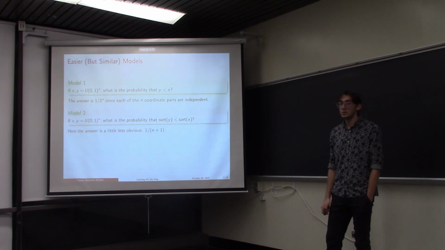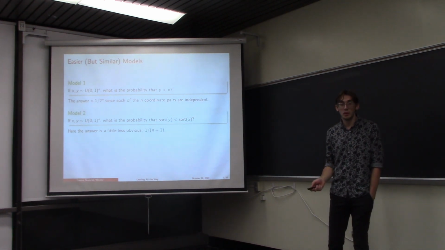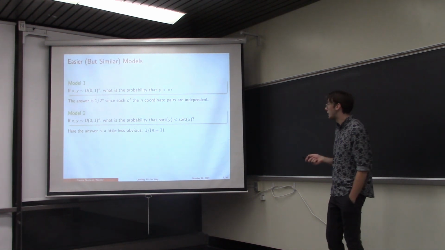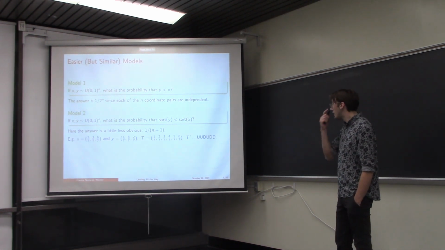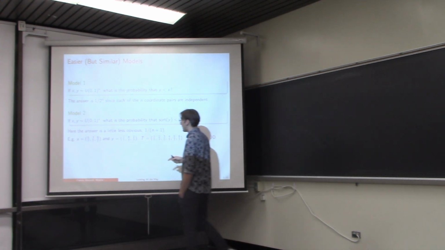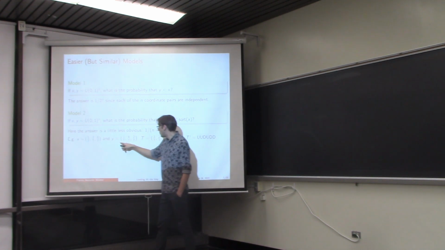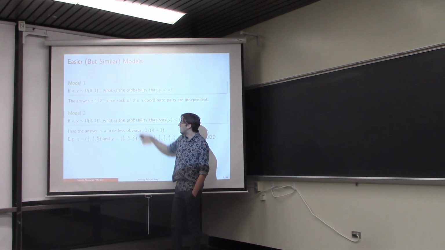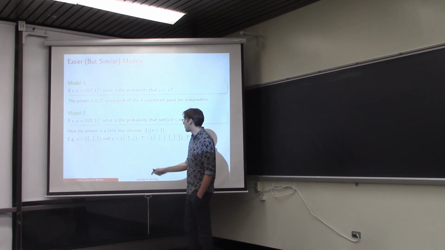Anyway, the answer is 1 over n plus 1, and it's a little bit less obvious why, but it's going to use the things we just talked about. So here's the way to prove it. We're going to do a proof by example, and you can see how this generalizes. Let's say we take two independently chosen vectors from this uniform probability distribution, x and y.